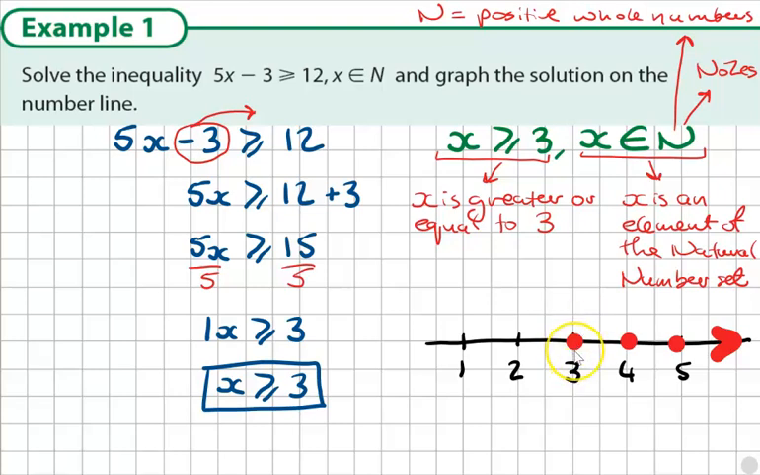So we put noses or big red dots on 3, 4, and 5 because x is greater or equal to 3. So 3 is included, and then 4 and 5. And then very important, we have an arrow to the right to indicate that all the natural numbers to the right of 5 are also included. So 6, 7, 8, 9, 10, 11, and so on. Notice as well that the inequality sign and the arrow are both pointing to the right. This will always be the case, that the arrow will point the same direction as the inequality sign.